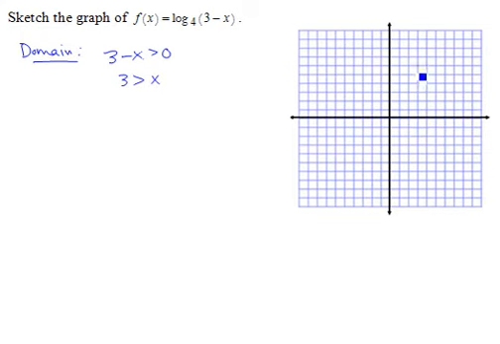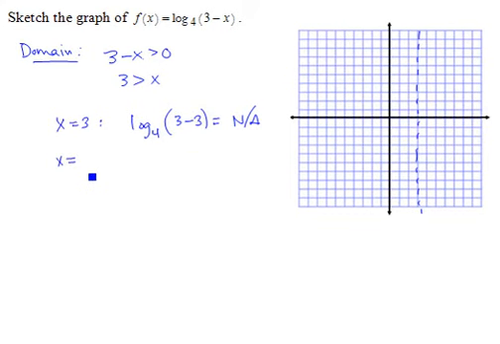And so we can get a sense on our graph that the vertical asymptote for this logarithm is going to be at 3, and the function is only going to be defined for values of x that are less than 3. That is the left-hand side of the plane here. Now let's think about the behavior of the log itself. When x is equal to 3, we'll have the log base 4 of 0, that is 3 minus 3, and that's not a number. The log base 4 of 0 is not defined.